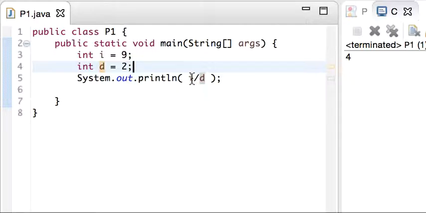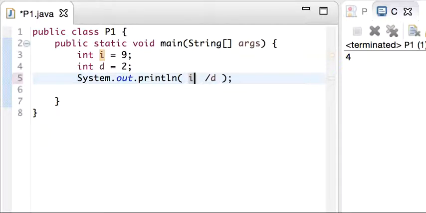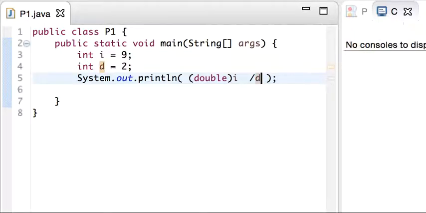So I can make this one double. This is how I do that. Here I say double. Now this highlighted part is double. Double divided by integer is also double. So if I run it, I get 4.5.